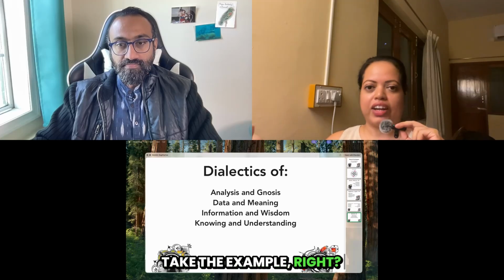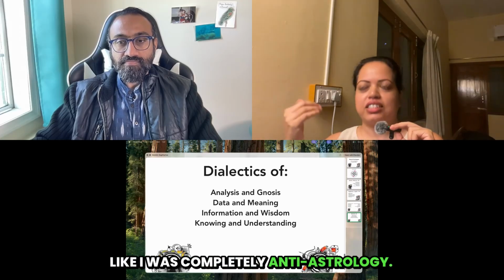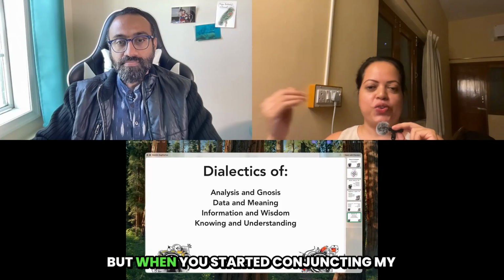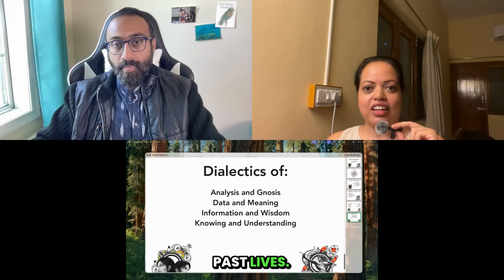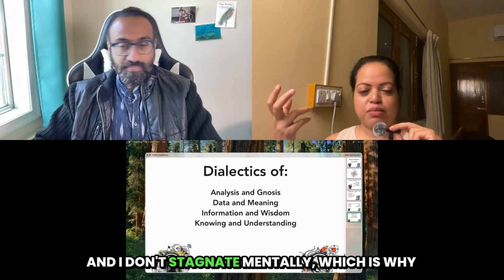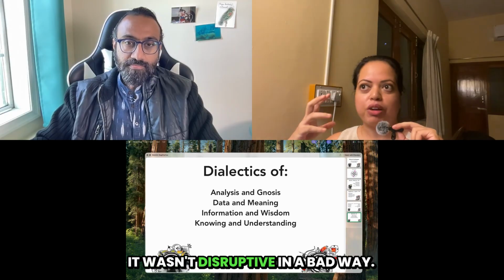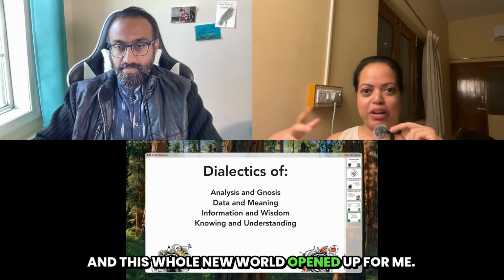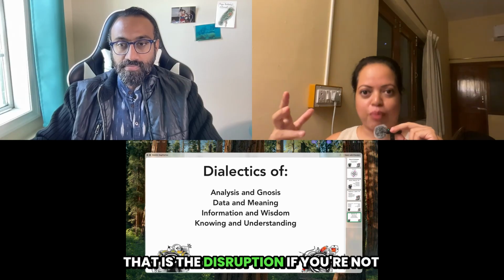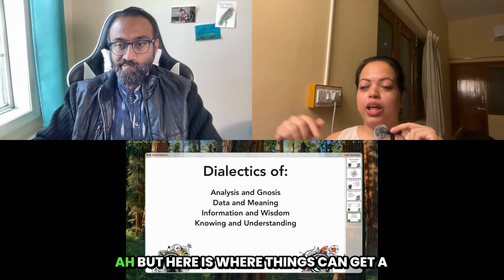To take the example, right? I was completely anti-astrology, but when Uranus started conjuncting my Mercury, you told me about astrology and past lives, and I don't stagnate mentally, which is why it wasn't disruptive in a bad way. It was disruptive in an empowering way, and this whole new world opened up for me. That is the disruption if you're not stagnating.